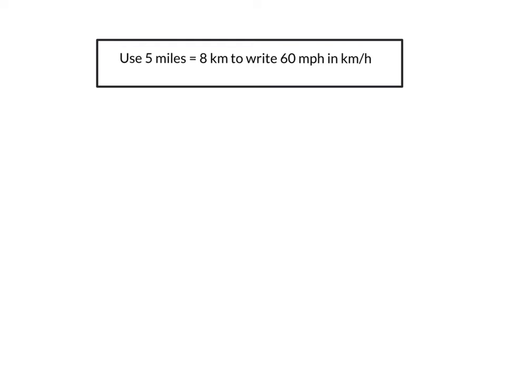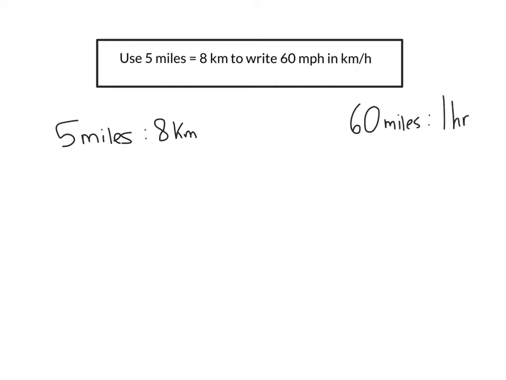Use 5 miles is 8 kilometres to write 60 miles per hour in kilometres per hour. So let's just write this as a ratio. We've got 5 miles is 8 kilometres. Now 60 miles per hour, that's 60 miles for every 1 hour. So I want to figure out how many kilometres 60 miles is.